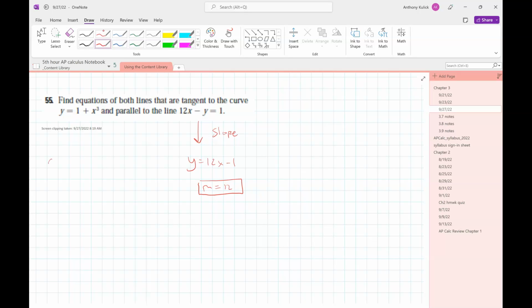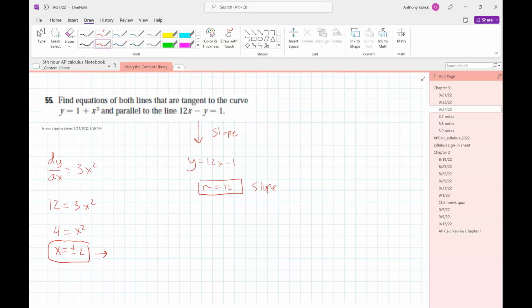So for the tangent line then, I know its slope is going to be of the form 3x squared. So when I plug 12 in, and I solve, I get x is plus or minus 2. Okay with that? Okay. So I know my slope.